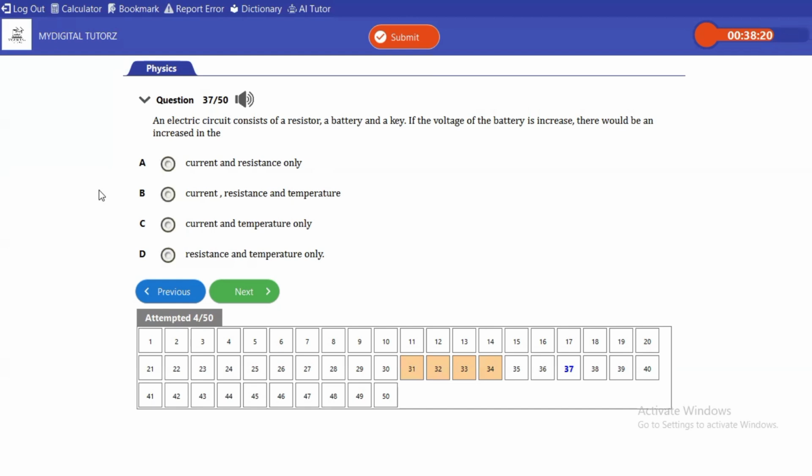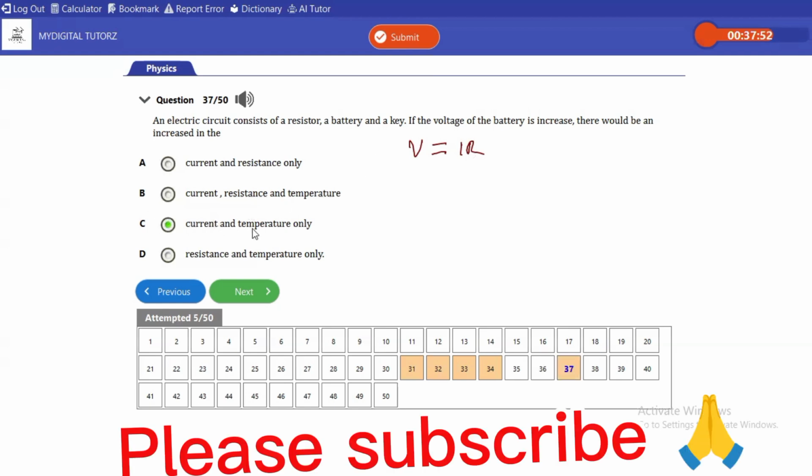So here, remember your Ohm's law. If the voltage of the battery is increased, remember V is equal to IR, and this resistance here is a constant of proportionality. So that implies that an increase in voltage will lead to an increase in current. And when current increases in a conducting material, the temperature will also increase. Are we together? So therefore, the correct answer here is option C. When the voltage is increased, current will increase, and as a result of that, temperature will increase.